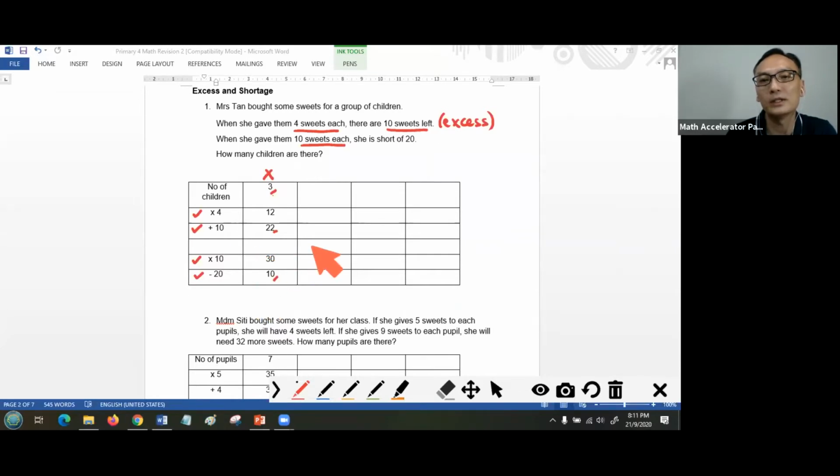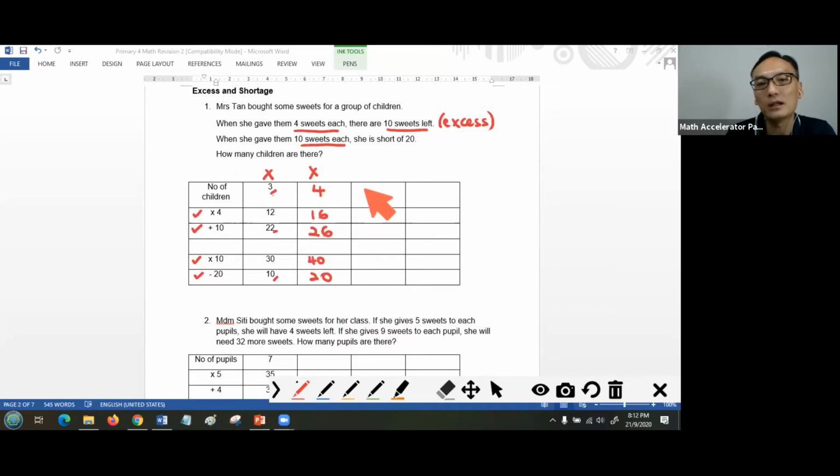The next thing we must do is, if it's not 3, then we progress on to look for 4. Let's see whether there are 4 children. We're going to work this out. 4 times 4 will give us 16. 16 plus 10 will give us 26. Then we do the next set of calculation. 4 times 10 will give us 40. 40 minus 20 will give us 20. So this is also not the right combination.